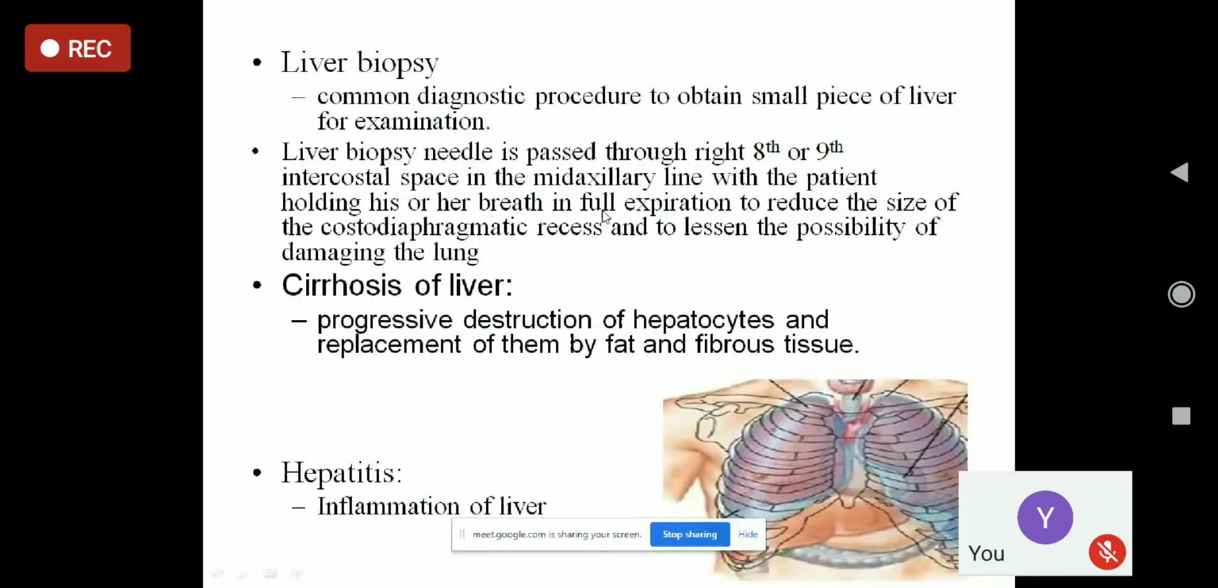So in full inspiration, what will happen? The lungs will move down, and you can go directly below, to the 8th or 9th intercostal space. There will be no lung and you can go directly to the liver. Okay. So cirrhosis, I have talked about this, and hepatitis is the inflammation of the liver. Okay, this was about the liver.